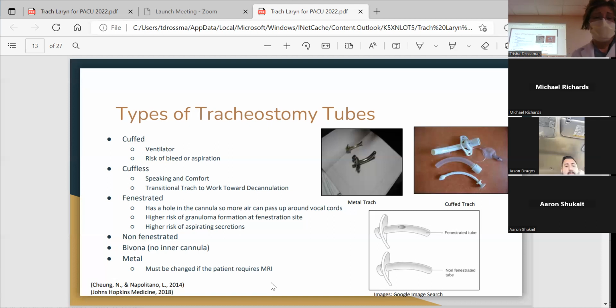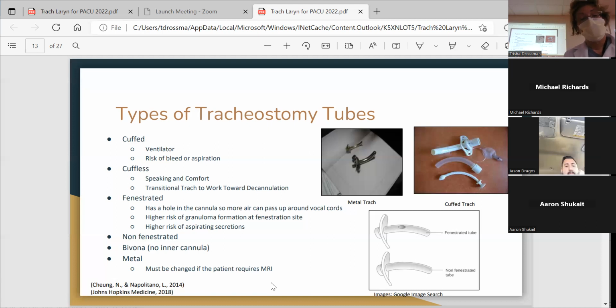Bivona trachs, you may have seen once in a while. They're trachs used a lot on the pediatric side, and we do use them at times as needed. They don't have an inner cannula, so they're a little tricky. They have a high risk of obstruction because there is no inner cannula to take out and routinely clean. You just have the one cannula.